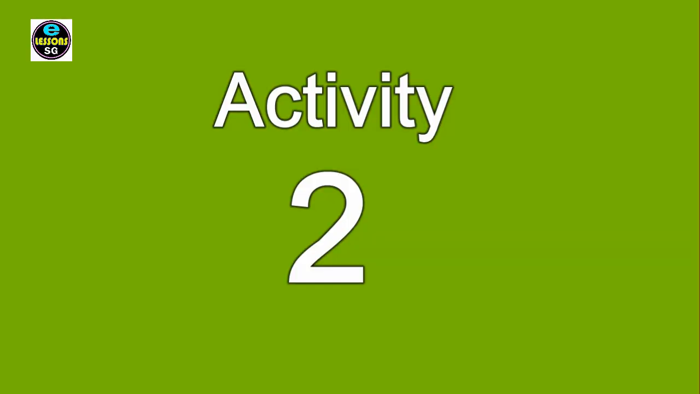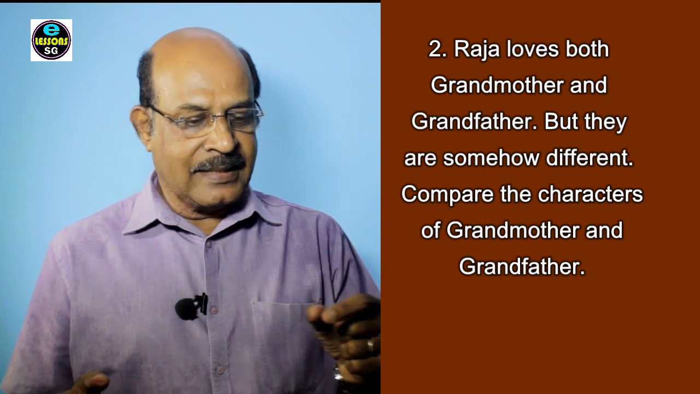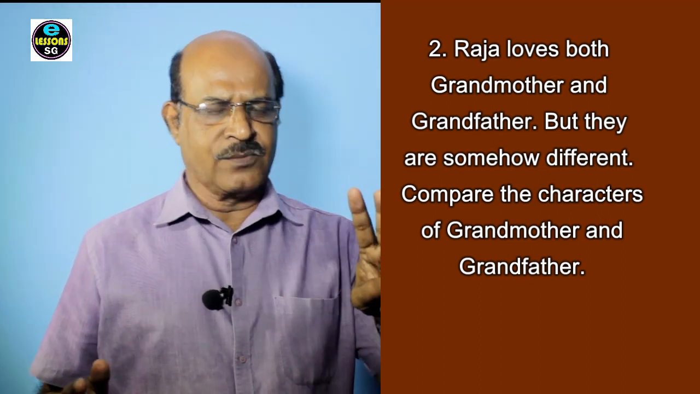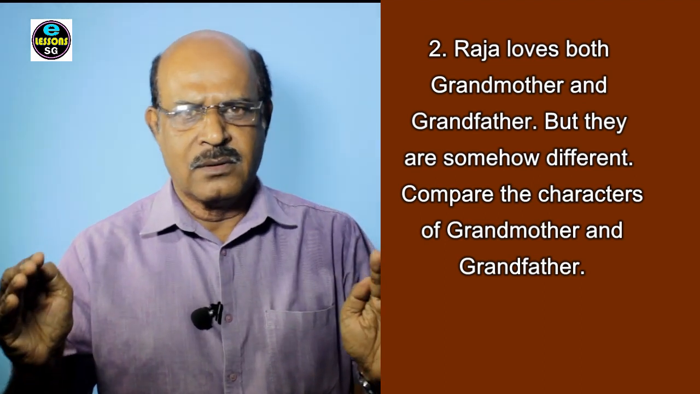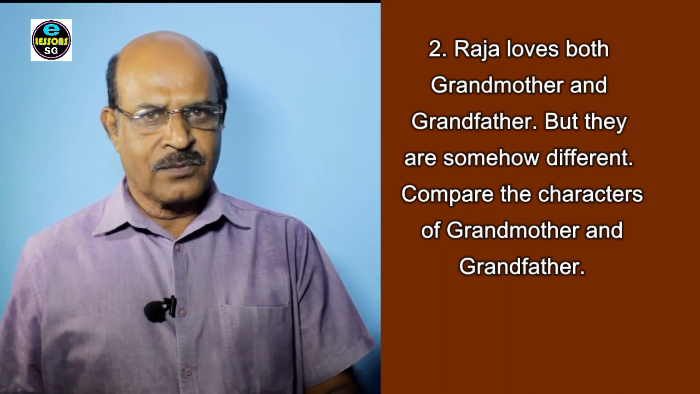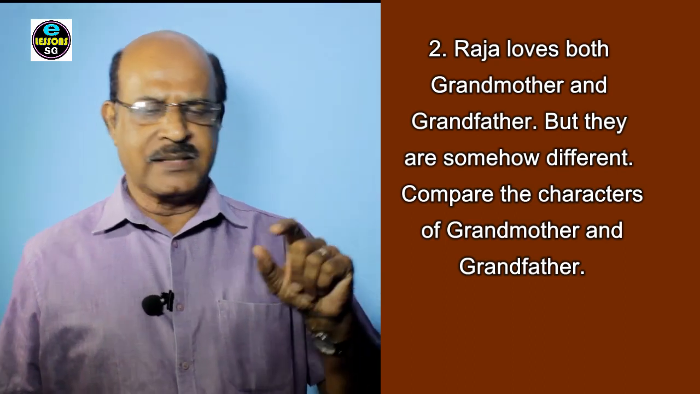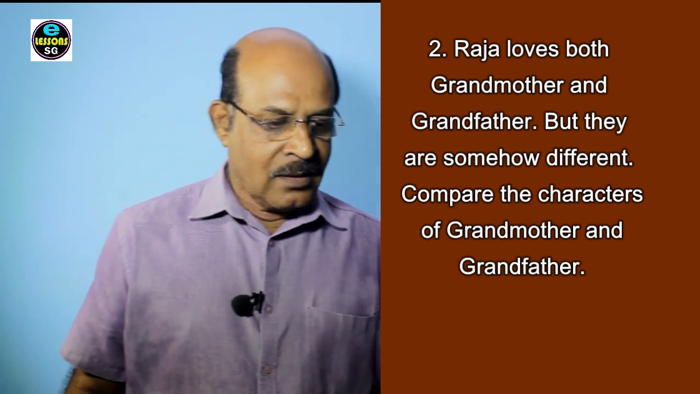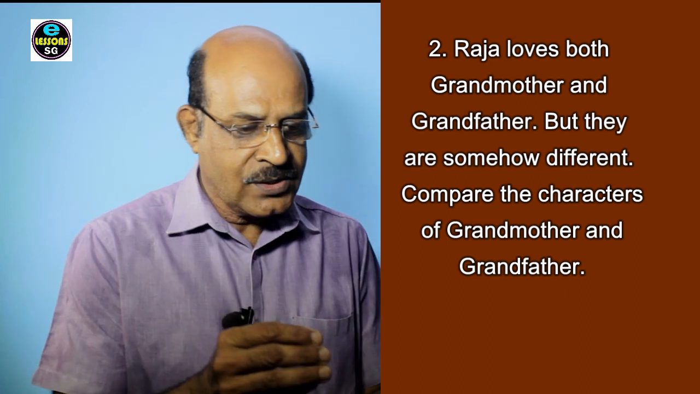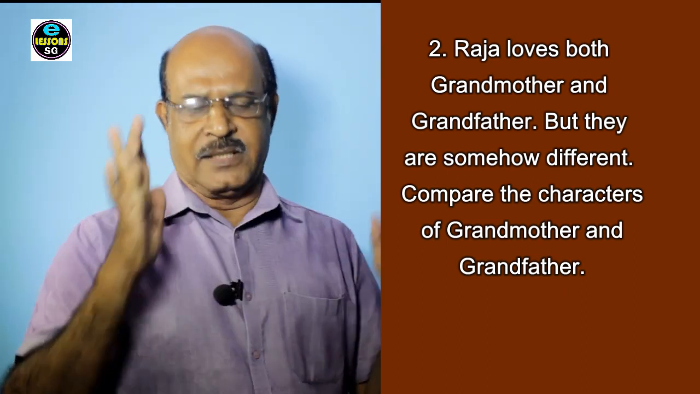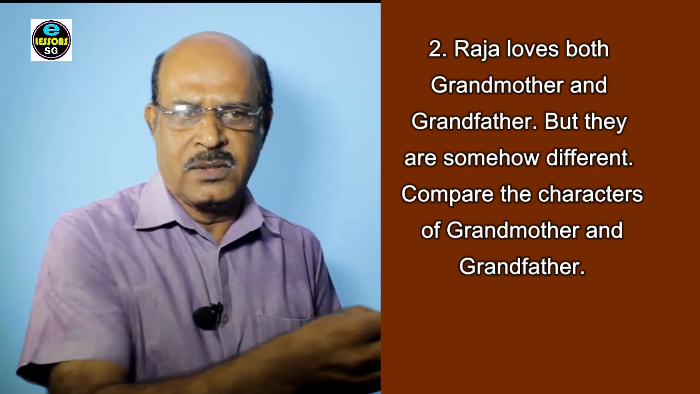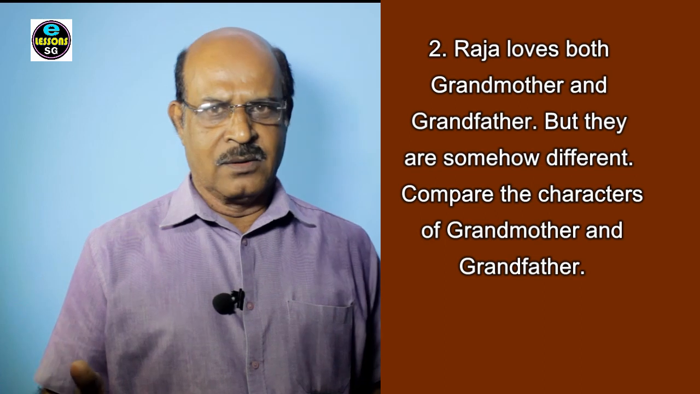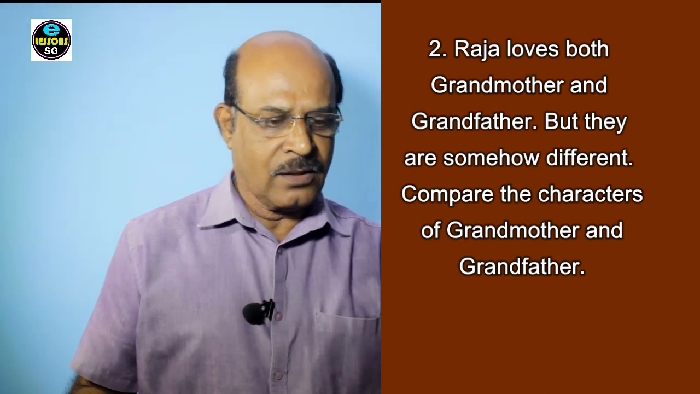Let's come to the second activity. That is comparing the characters of grandmother and grandpa. You can derive only three characters of grandma and three characters of grandfather. That means grandfather and grandmother love Raja very much. How? For example, let me say, grandmother follows like a shadow to Raja. Every time she says, eat this food, drink this milk, just like that. What does this show? Actually, you may say love. That was the first character of grandmother.